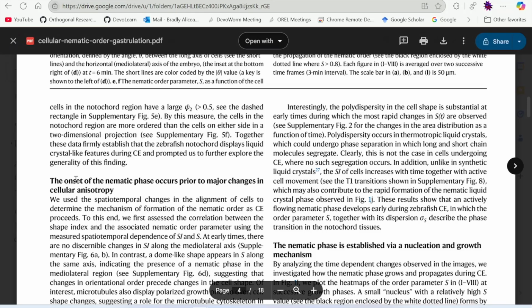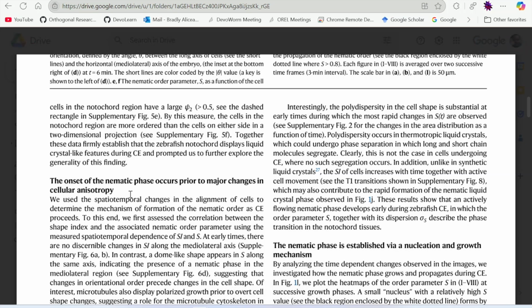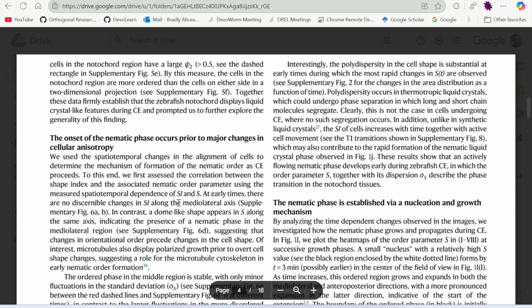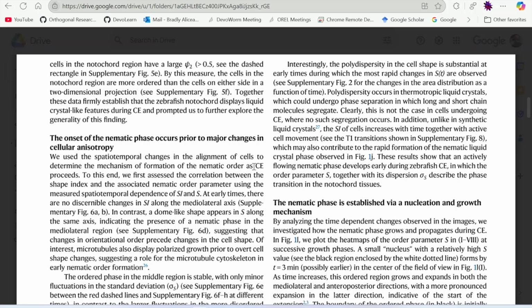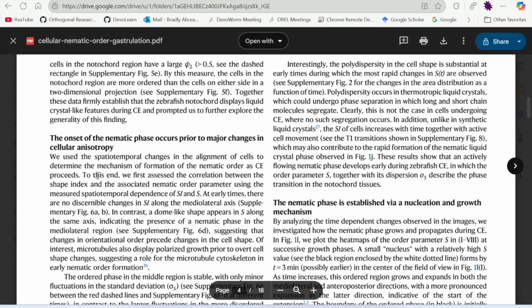And they have a section here that says the onset of the nematic phase occurs prior to major changes in cellular anisotropy. So anisotropy is where you get this difference in orientation, and you get these major changes in cellular anisotropy, and the nematic phase occurs prior to those changes. So they use the spatiotemporal changes in the alignment of cells to determine the mechanism of formation of the nematic order as convergent extension proceeds.